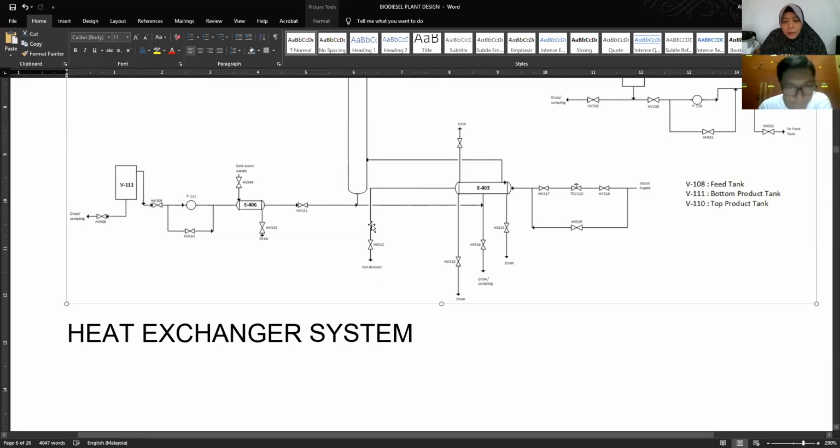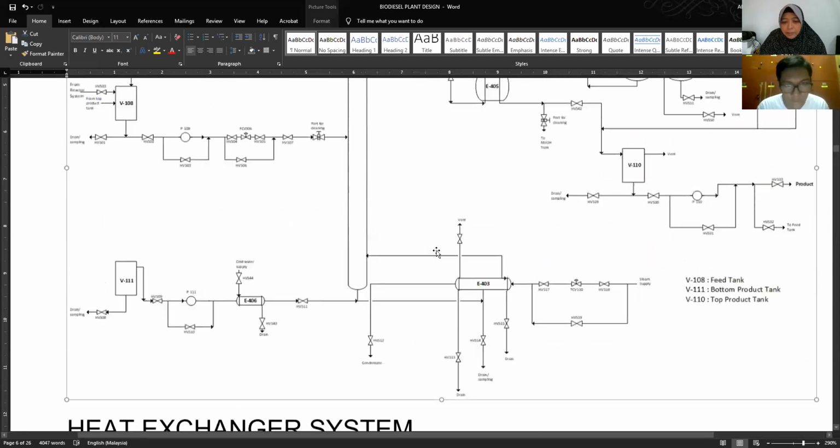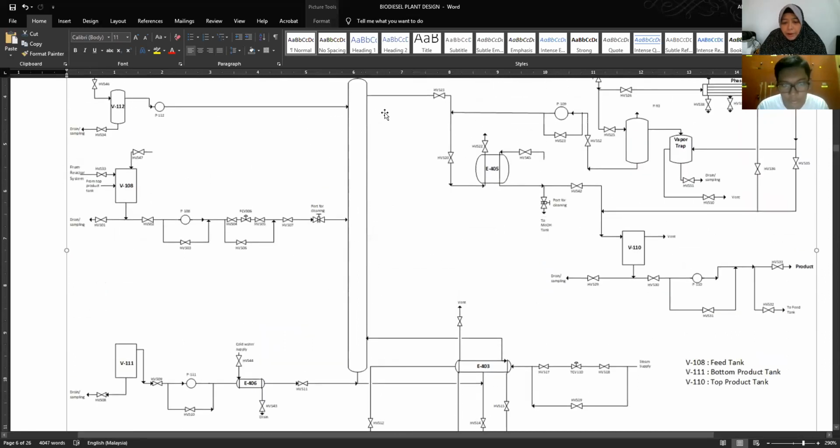Hold on. Let's look at your PFD here. Can you see the bottom part of the distillation column? You don't have arrows down here.